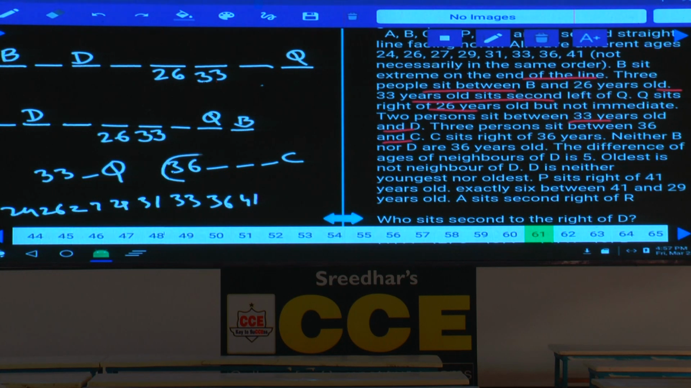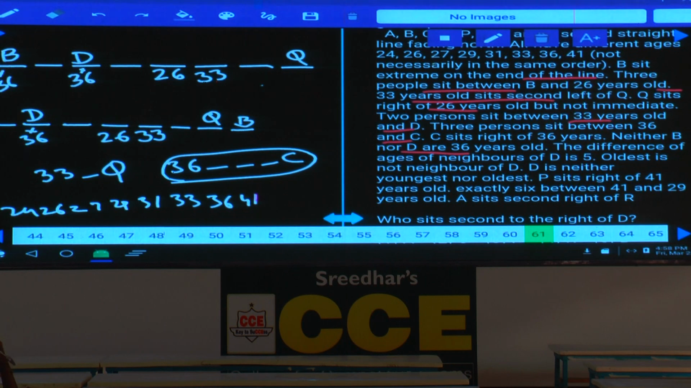Now we need to find out the different positions for 36 and C. Then neither B nor D is 36-year-old. Hence, B cannot be 36, isn't it? And D also cannot be 36. Now in this one, D cannot be 36 and B cannot be 36. And this is the information we have. As B cannot be 36-year-old, tell me what are the different possibilities we can have.